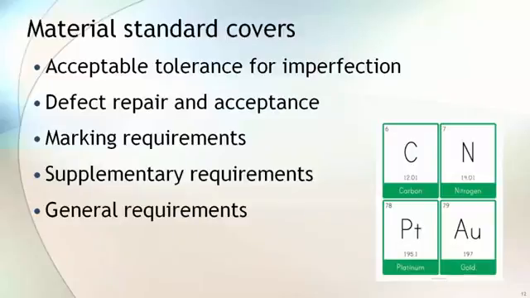Material standard also gives the acceptable tolerance of imperfection. When an imperfection is beyond the acceptable limit, it is known as a defect. Standard covers various defect repair methods and acceptance of that defect repair. Standard also gives the various marking requirements. Material standard also lists various supplementary requirements. These are the additional requirements mentioned within the standard. The purchaser has to specify in his purchase order if he wants to add these requirements.